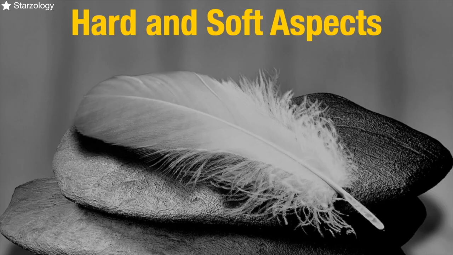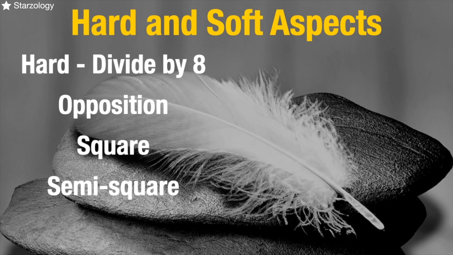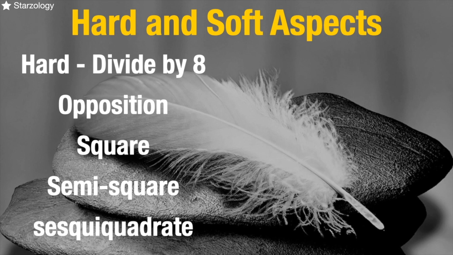And then just as a bit of a roundup, so we've got a bit of a grip on what's going on here, we tend to have hard and soft aspects. The hard aspects divide the circle by 8, and they are the opposition, the square, the semi-square, and the sesquiquadrate. They are the challenging aspects that get us to do things and get off the couch, get out of bed, and go and do something.